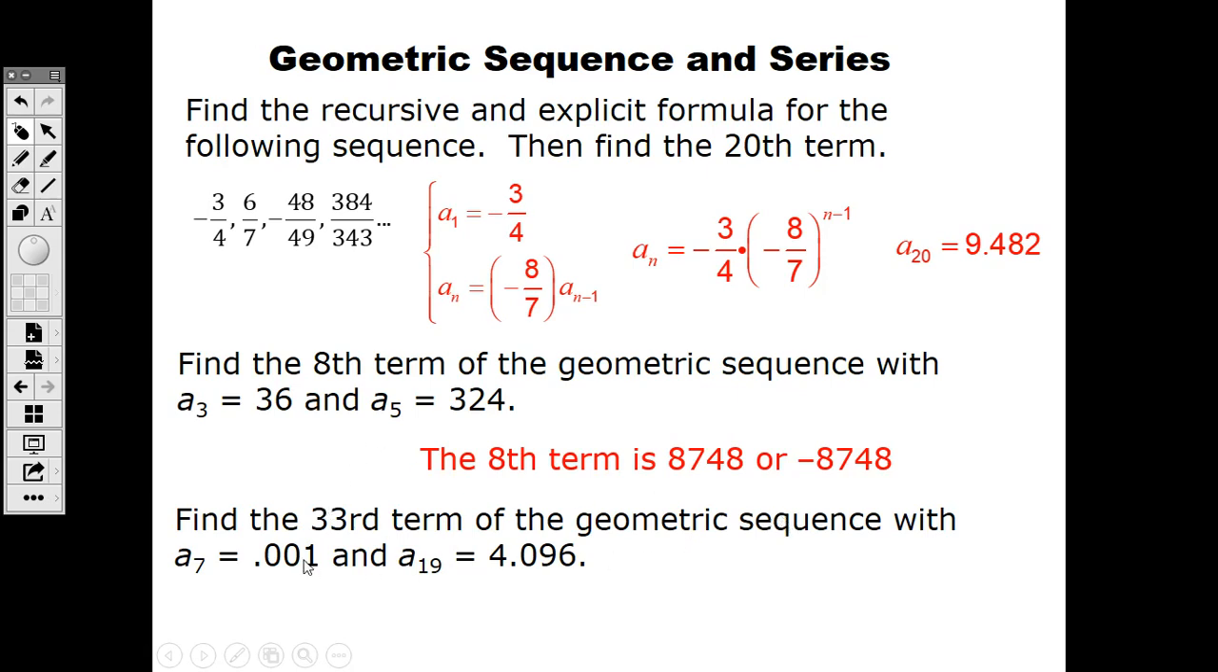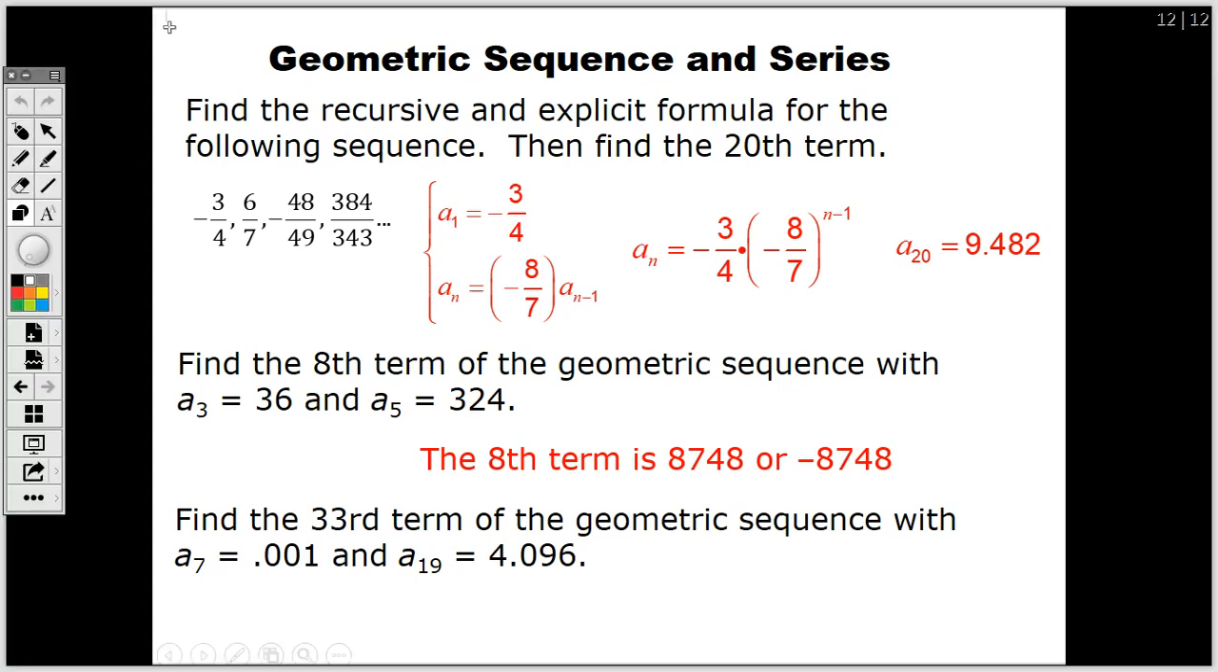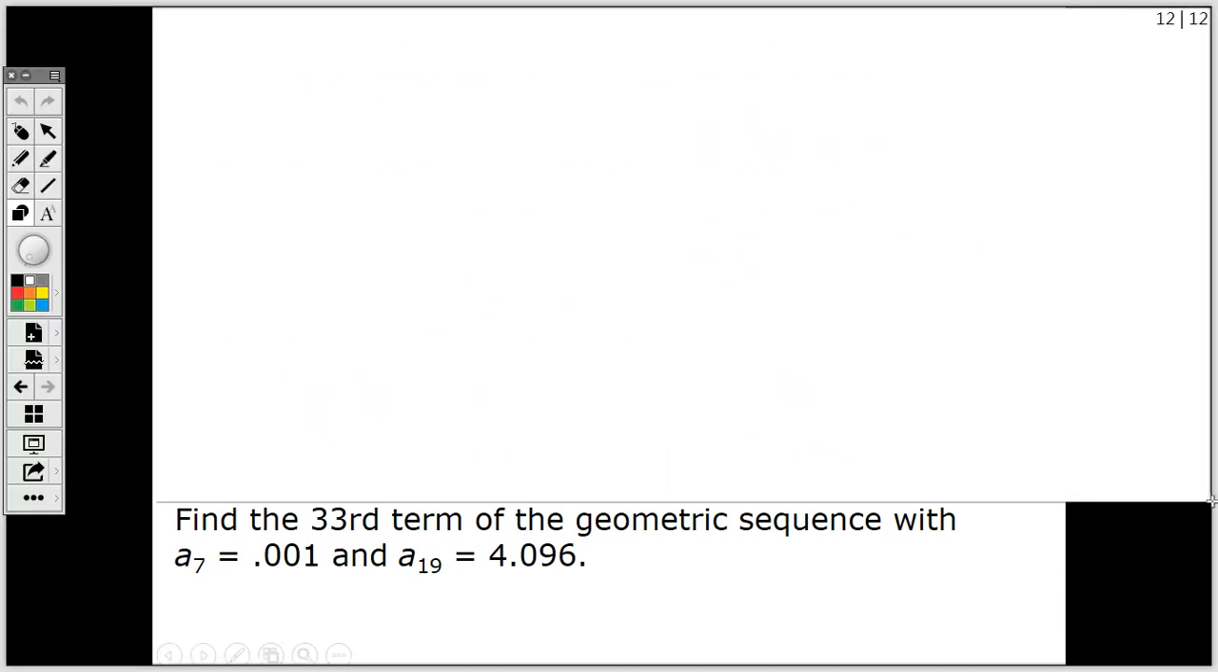33rd term of geometric sequence. Now we have a sub 7 and a sub 19. I'll give you a minute. I want you to try that out. We want to know the 33rd term. We need to find the ratio first, and then we need to find the first term, unless you want to write it in terms of a sub 7 if you want to challenge. All right, I'll give you a minute. Pause the video.